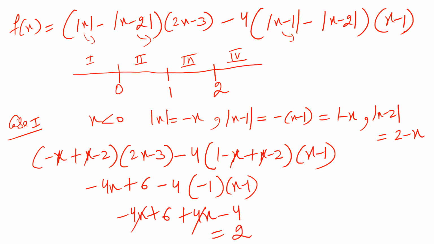So finally we get 2 as the value of the function. So that means f(x) is equal to just 2. It's a constant function when x is negative, right? Now let us move further and discuss the second case.